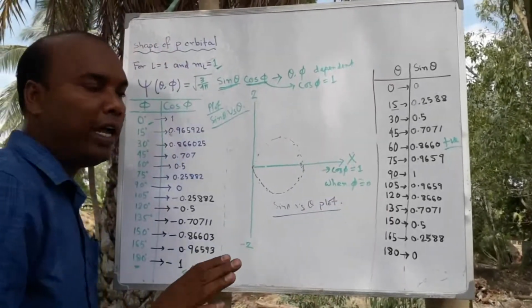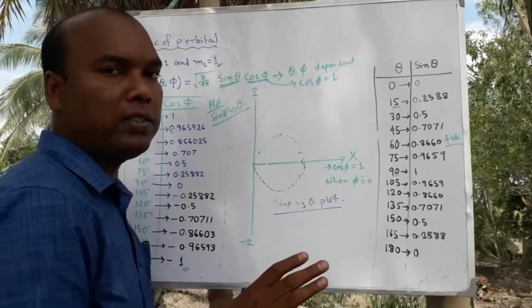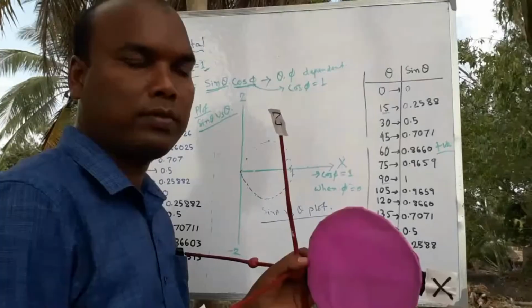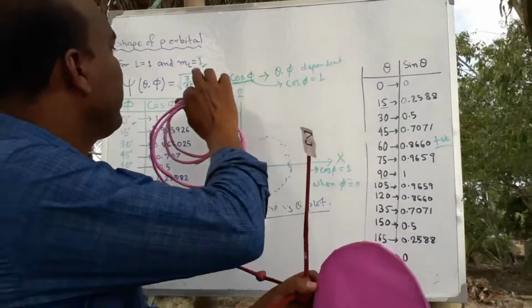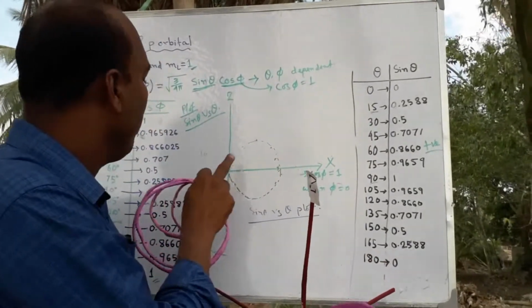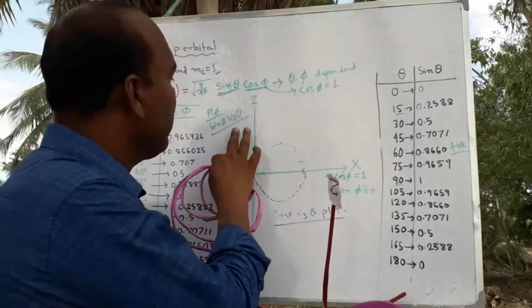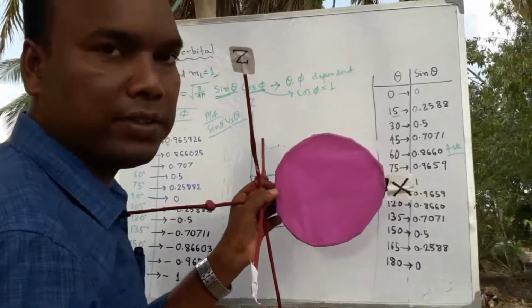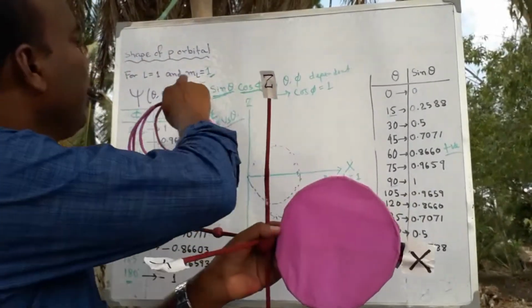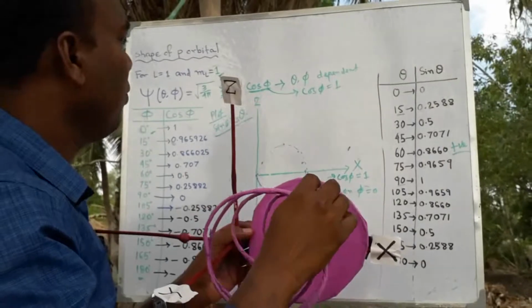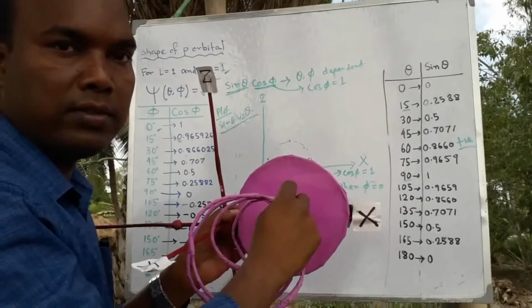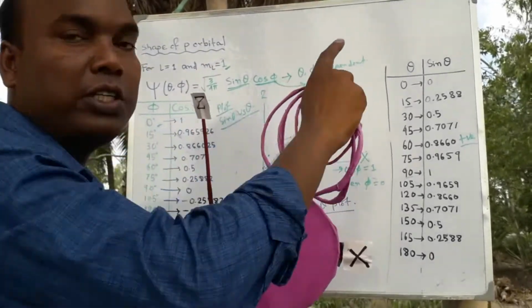Now consider all values of phi, that is, the value of phi is between 0 to 360 degrees. What will happen? You see, the total angular part is the product of sin theta and cos phi, and you plot here only sin theta versus theta, and the shape is like this. Now the shape of the p orbital having ml equal to 1 will be the product with cos phi. Then you have to multiply this size by cos phi for the different values of phi.